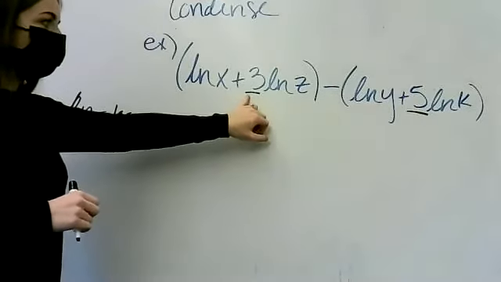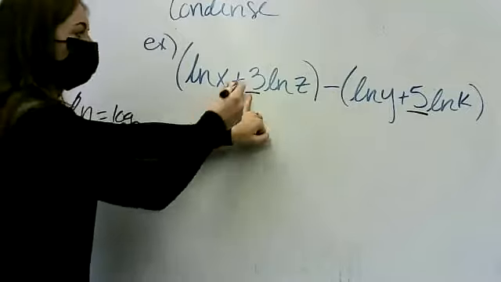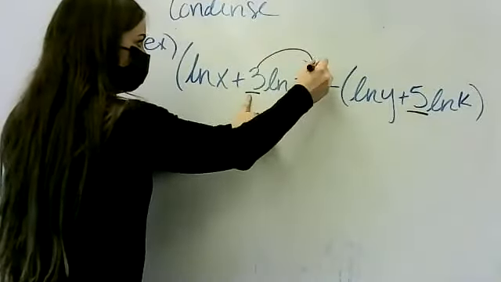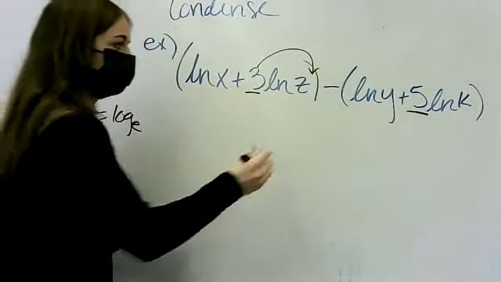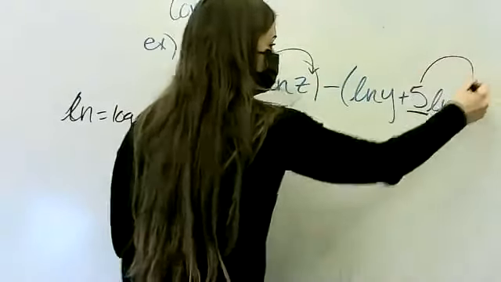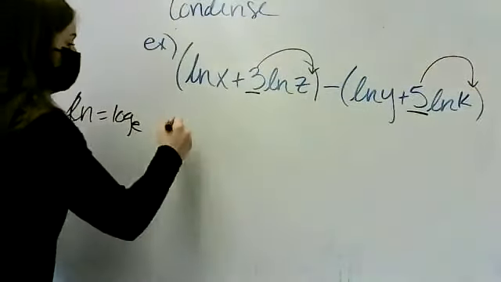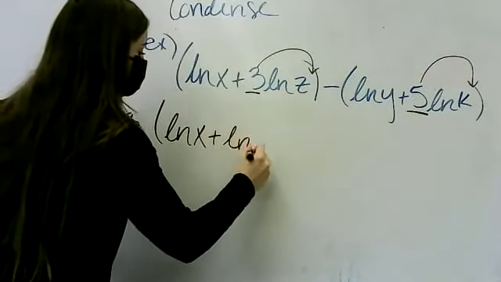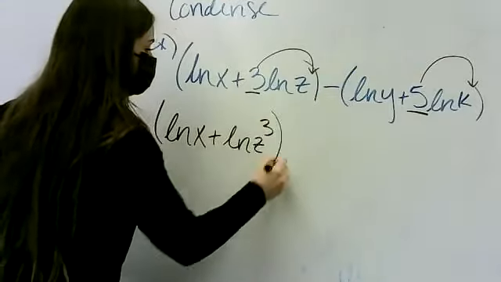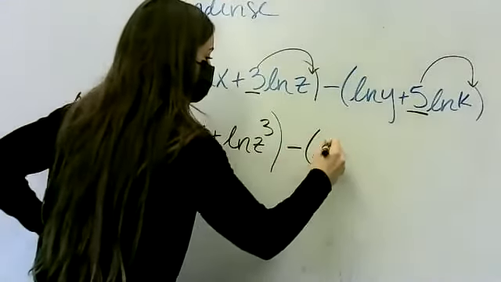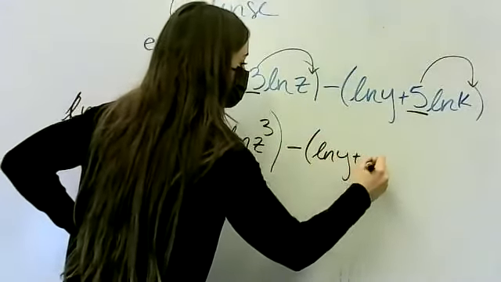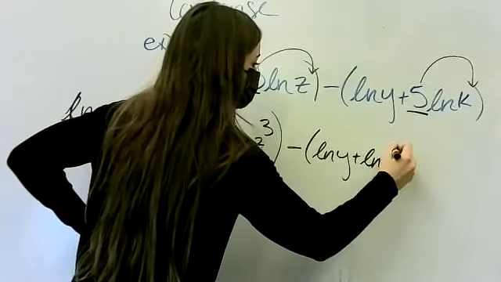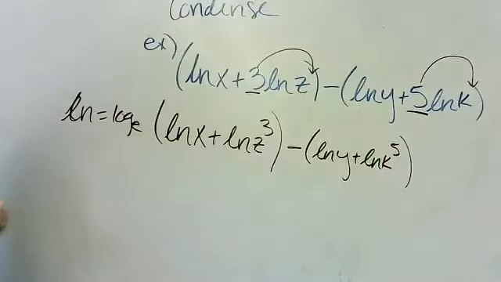So what do I have to do with this 3? It's gonna go up to my exponent, right? And this 5 up to my exponent. So now we have natural log of x plus natural log of z cubed minus natural log of y plus natural log of k to the 5th. Okay, exact opposite order. Exponents first.